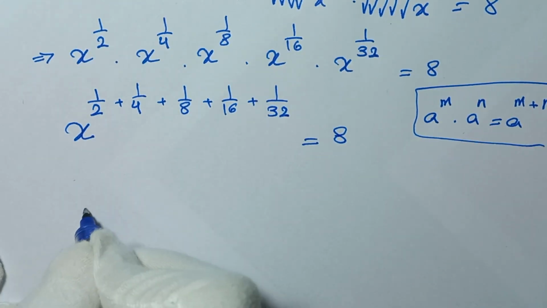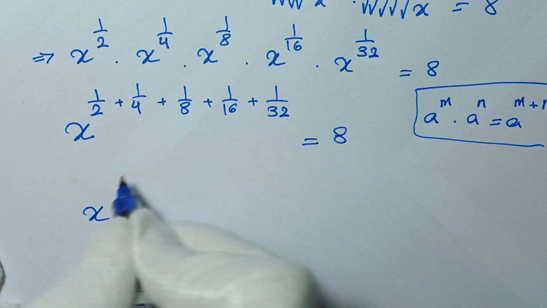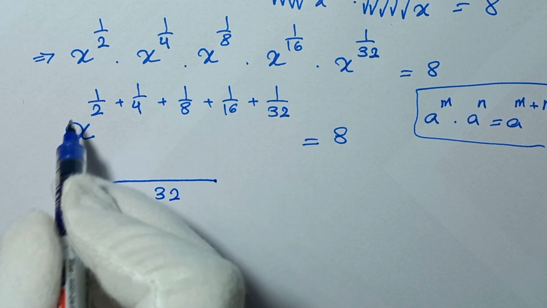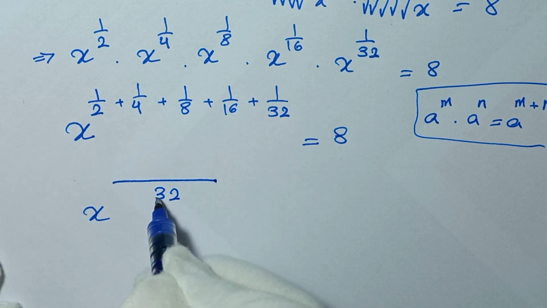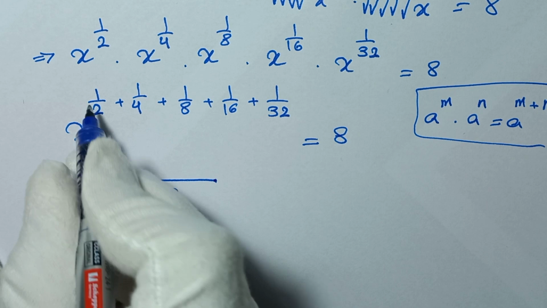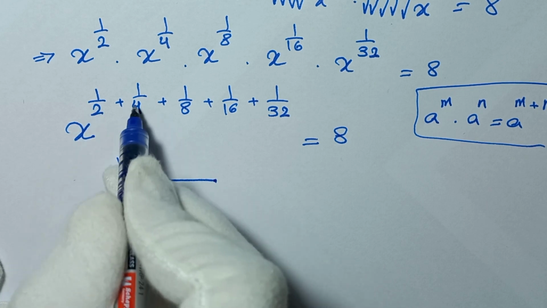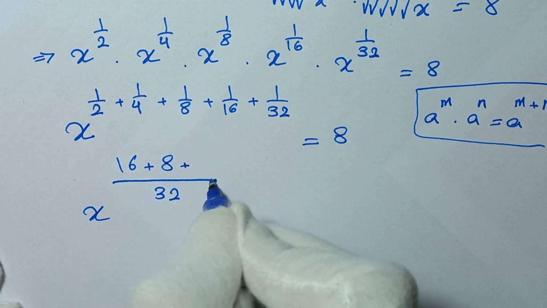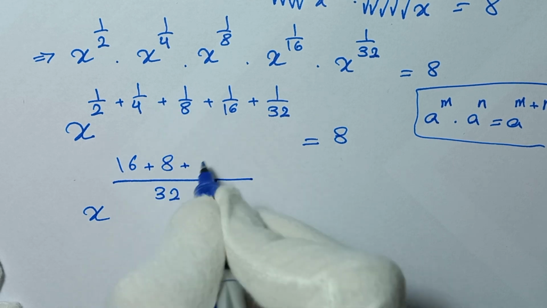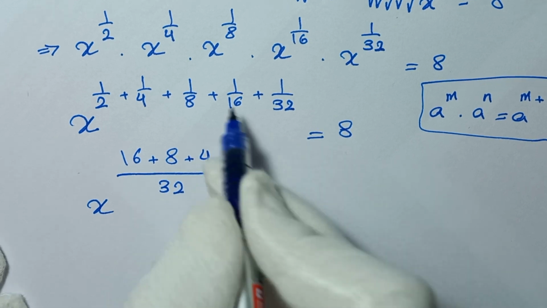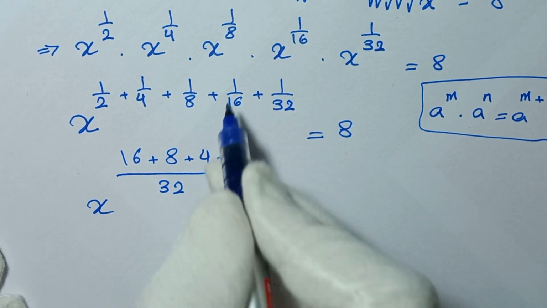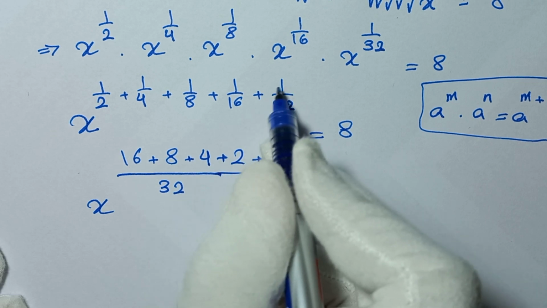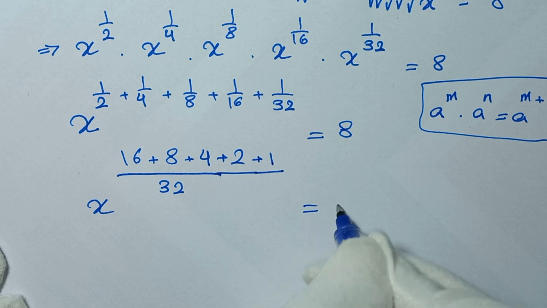And it will be x to the power of, in here, we take a common denominator, and our denominator is 32. So in here, we multiply this numerator by 16, it will be 1 times 16 is 16. Also for this, we multiply this numerator by 8, so it will be 1 times 8 is 8. And for this, we multiply the numerator by 4, so it will be 1 times 4. And in here, we multiply the numerator by 2. And we multiply this numerator by 1, is equal to 8.